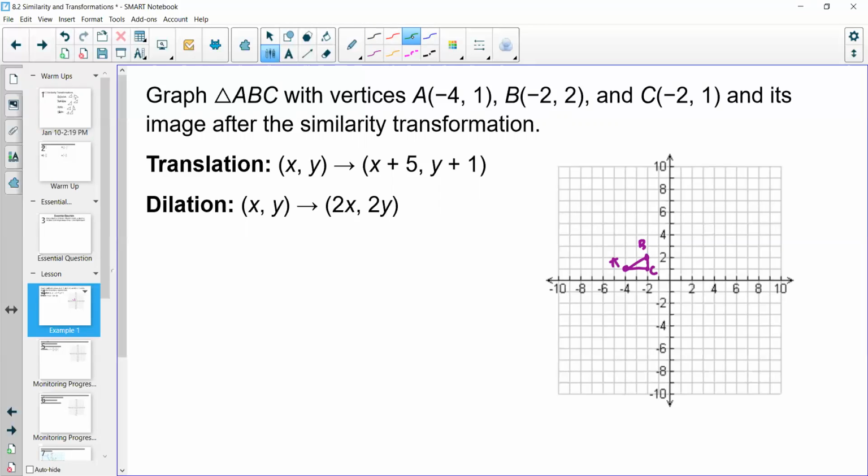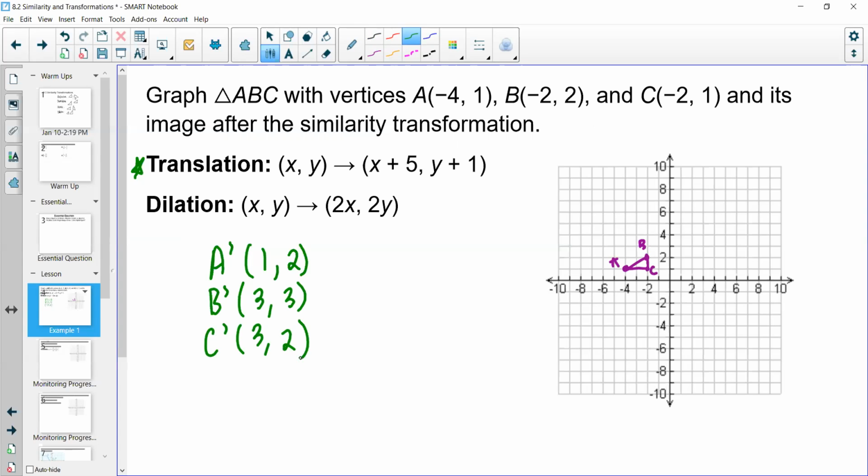I'm going to do in green our intermediate one, which is just where it's translated. So I'm going to take each value and move it over. When I translate it, our A prime is going to be -4 + 5, which is 1, and y + 1, which is 2. Our B prime is going to be when x goes up 5 and y goes up 1, so this will go to 3, 3. And our C prime will go to 3, 2. Then as we plot this, I'm going to plot the point 1, 2, the point 3, 3, and the point 3, 2.